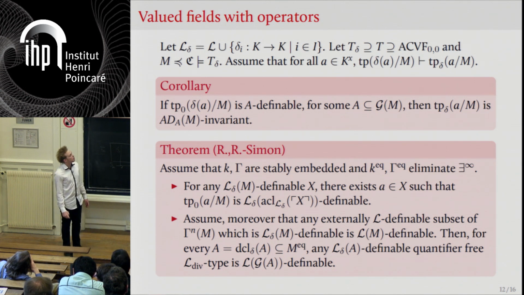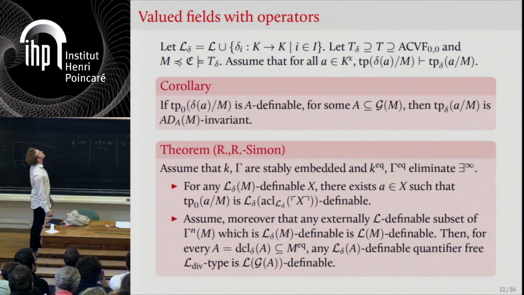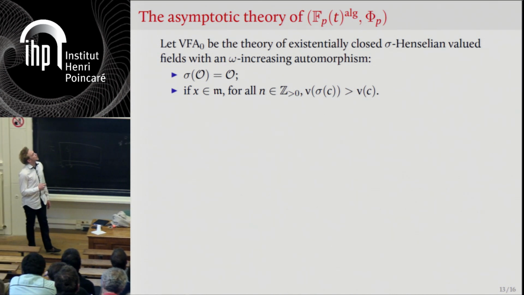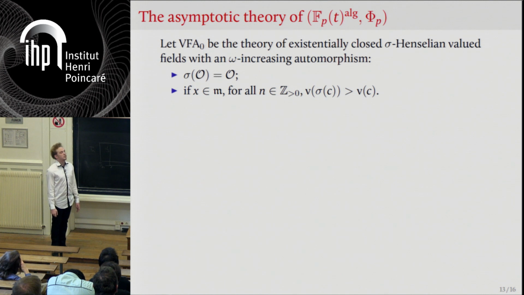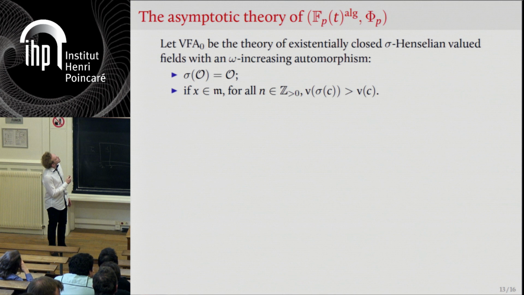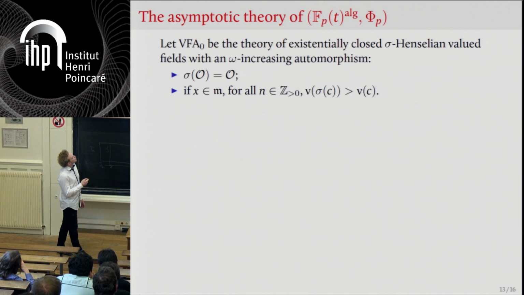What I'm going to do in the last 2 minutes, I guess, is quickly tell you that we can deduce things about this asymptotic theory of FP of T-alg with the Frobenius. So this theory already appeared on Wednesday in Udit's talk, although he called it IVFA, but I'll call it GFA because that's how I've been calling it, but maybe I should change the name. Let's take VFA to be the existentially closed theory of valued fields with an omega increasing automorphism, that is an automorphism that preserves the valuation and increases the valuation very much.